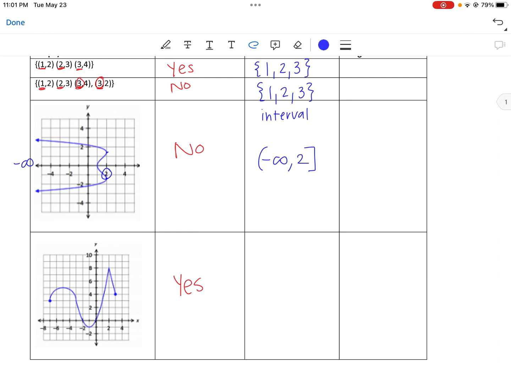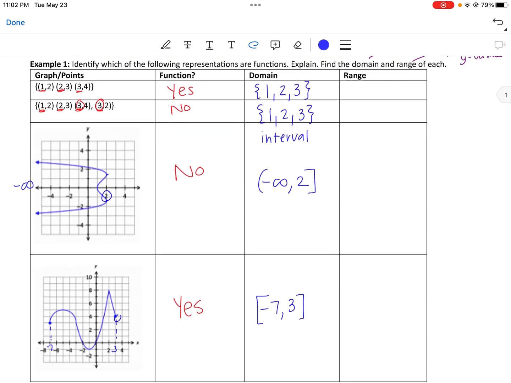Okay, this next one. The furthest left it goes is here at negative 7. The furthest right we go is 3. So we're going from negative 7, comma, 3. Both of those have closed circles, so both of those are going to get a bracket.